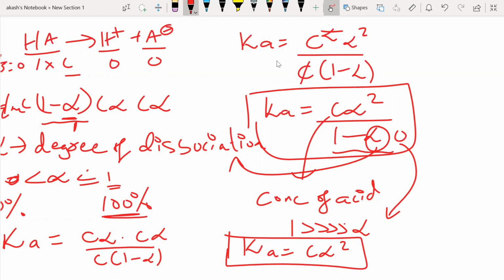Most of the time we'll be using this only, C alpha squared. But again, I'll tell you when to use what. When you go for problem solving, then you'll understand when to use this one and when to use that one. This is a very simple way of doing it. From this, I can derive a lot of other stuff, like the pH and so many other things. So you have to remember Ka is equal to C alpha squared divided by 1 minus alpha, or I can even write Ka as just C alpha squared.